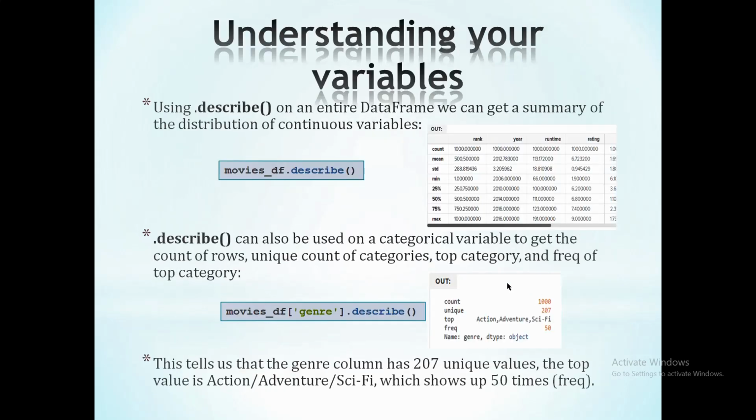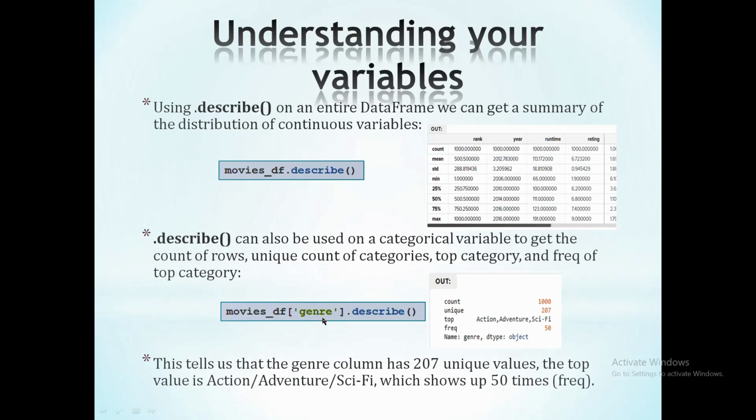To understand the variables of a data frame, we are using a function called describe. Using describe on an entire data frame, we can get a summary of the distribution of the continuous variables. It can also be used on categorical variables to get the count of rows, the unique count of categories, the top category, and the frequency of the top category.